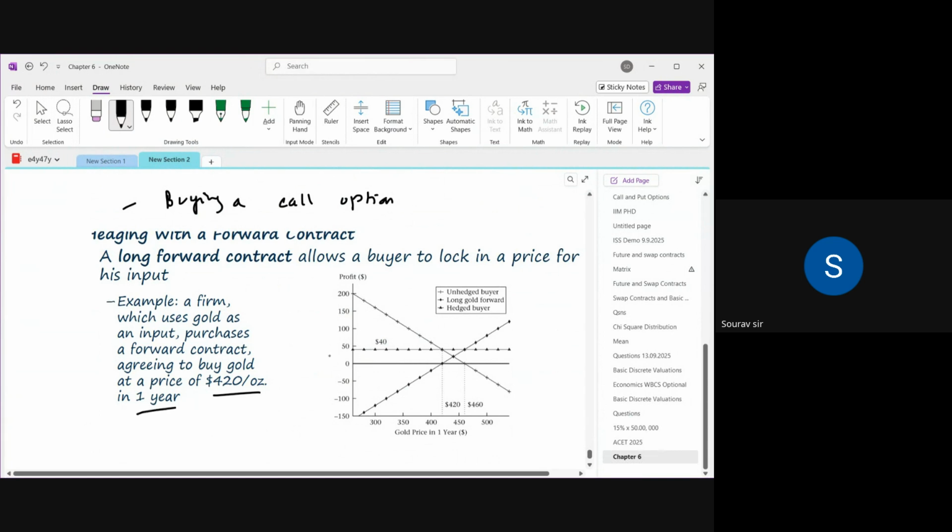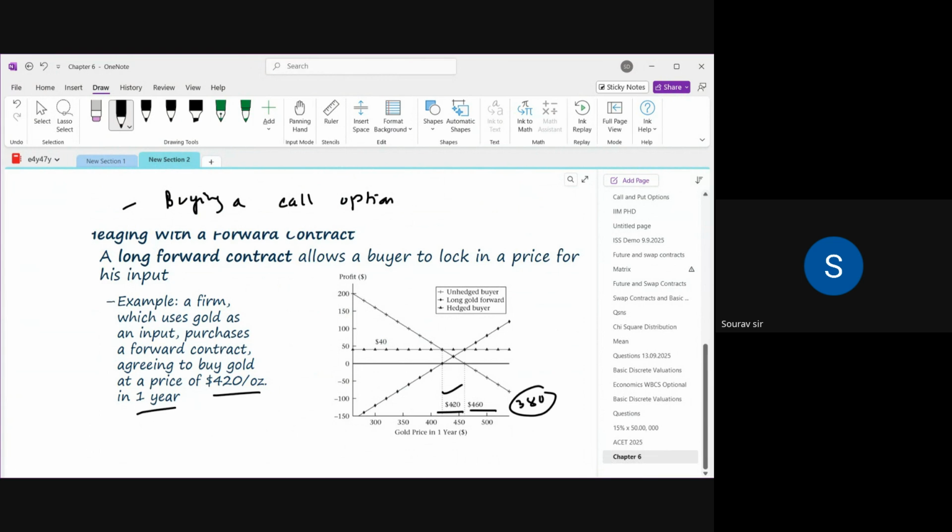If the gold price rises above 420, then the unhedged buyer must pay 460. The hedged buyer pays only 420. So the buyer gains protection. But if it is below 420, then the unhedged buyer benefits at 380, but the hedged buyer still pays 420. So the buyer loses. So unhedged buyer profit falls as price rises.